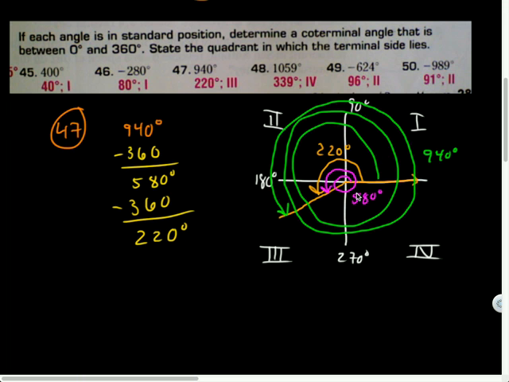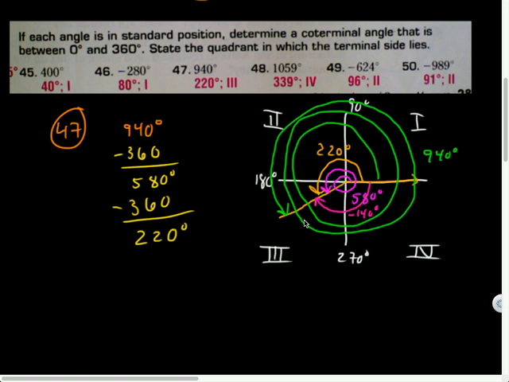So you have to subtract as many times as it goes through, until I land with a number between 0 and 360. Technically, I could subtract 360 from that again, and I would get negative 140, which is also coterminal, right? There's negative 140. And I could subtract 360 from that and spin around clockwise until I land on it.